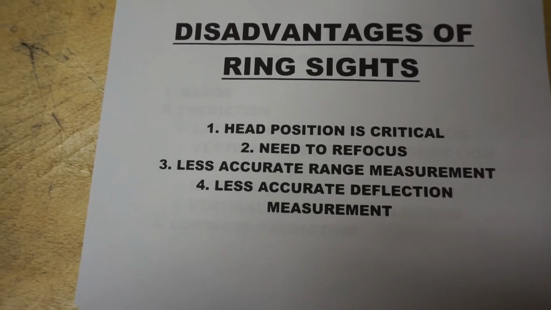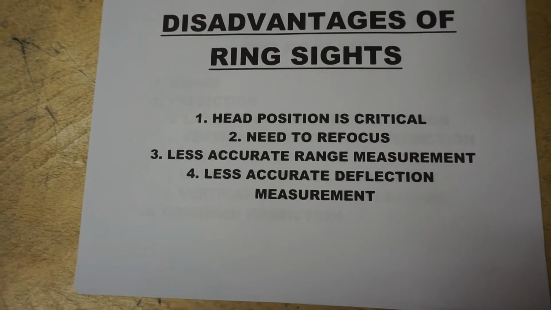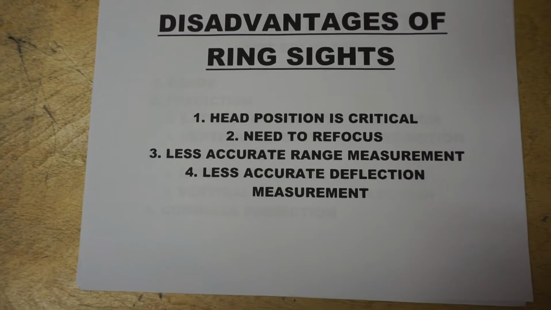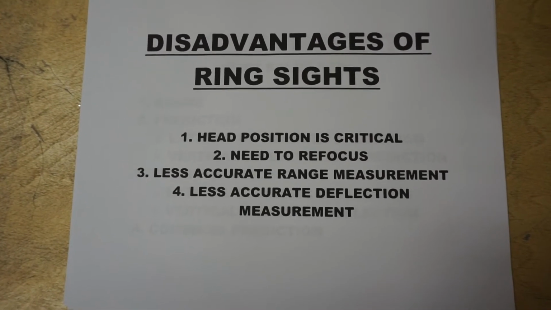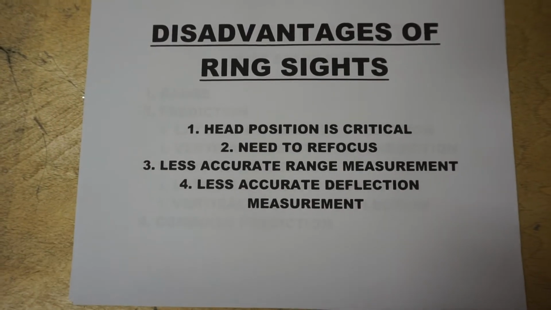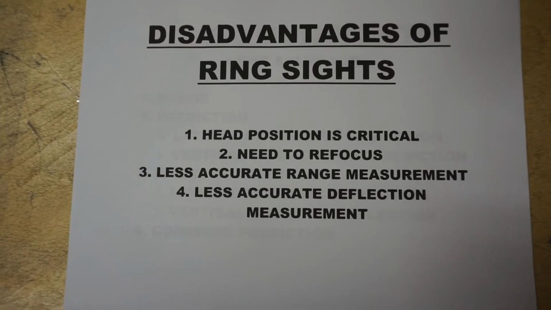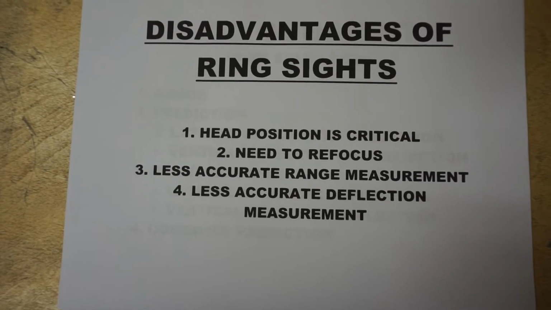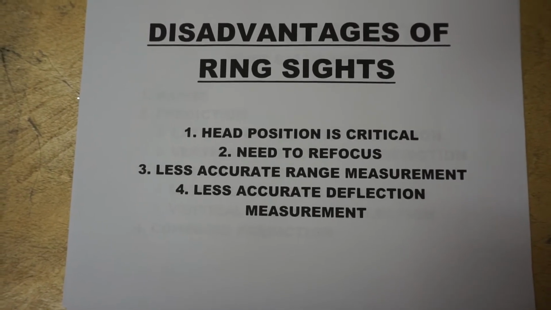There were disadvantages to using the metal or iron gun sights, whether 1 ring, 2 rings, or 3 rings. The first is that the head position is critical. If you cannot keep your head exactly in the right position, the ability to determine the deflection is severely impaired, and obviously that is very hard to do when you're swinging a gun around in combat. Secondly, there's the constant need to refocus. You have to focus on the gun sight, and then you have to focus out much further on the attacking aircraft. Finally, there seemed to be less accurate range measurement and less accurate deflection measurement using the ring sights.